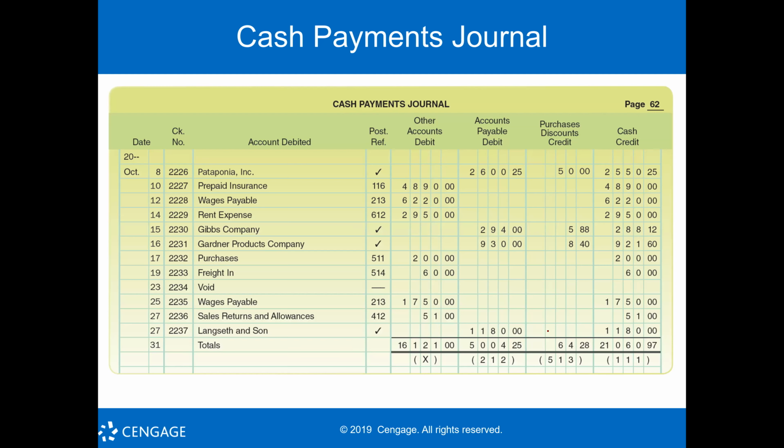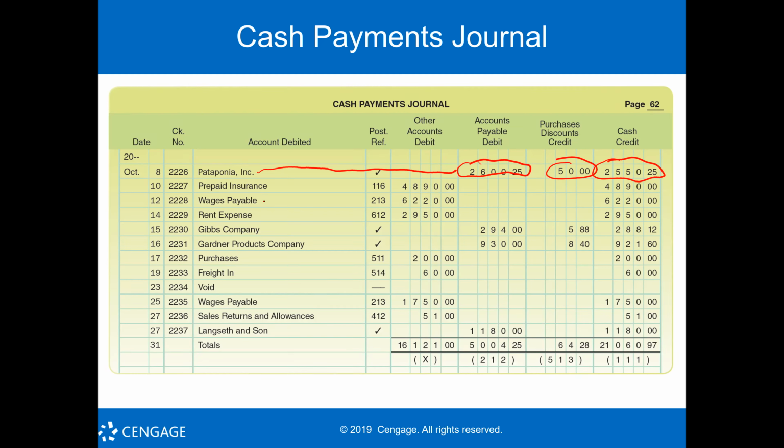So here's an example of that. And again, these are individual transactions. It looks like this first one is to Pataponia. If we look at the accounts it's impacting, we've got a debit to accounts payable, credit to purchase discounts, credit to cash. So we made a payment to Pataponia, right?